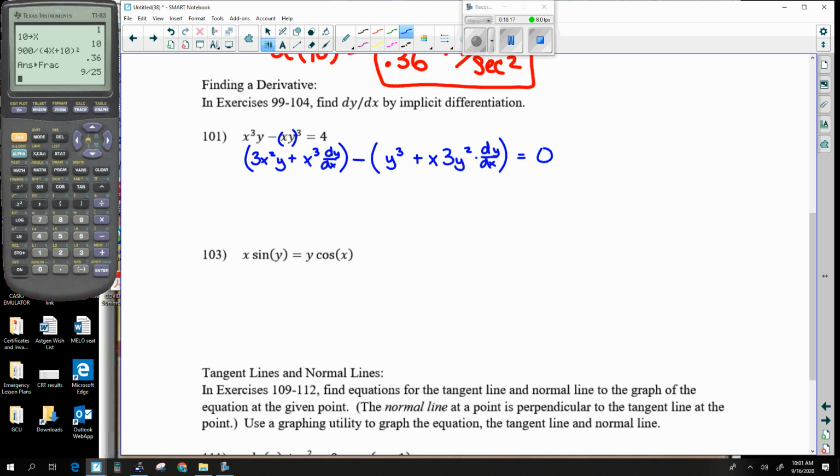So what stays and what goes? So 3x squared y goes, so that's negative 3x squared y. That goes. The x to the third stays. And again, think of this as a minus coming in right here. So the negative y to the third goes, so it'll be a positive y to the third over here. And the negative x 3y squared stays.